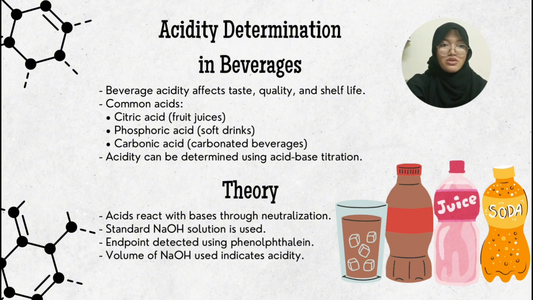Phenolphthalein is commonly used as the indicator. The endpoint is reached when a faint pink color remains in the solution for about 30 seconds. The amount of NaOH required to reach the endpoint is then used to calculate the acidity of the beverage.